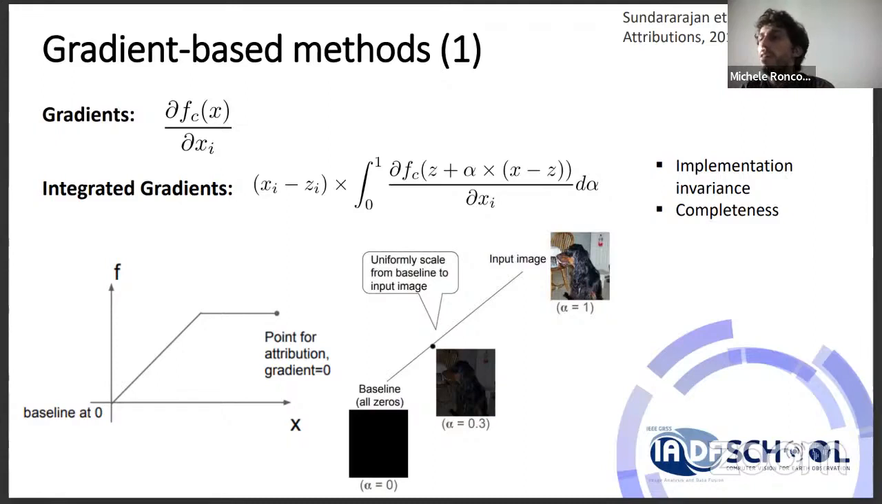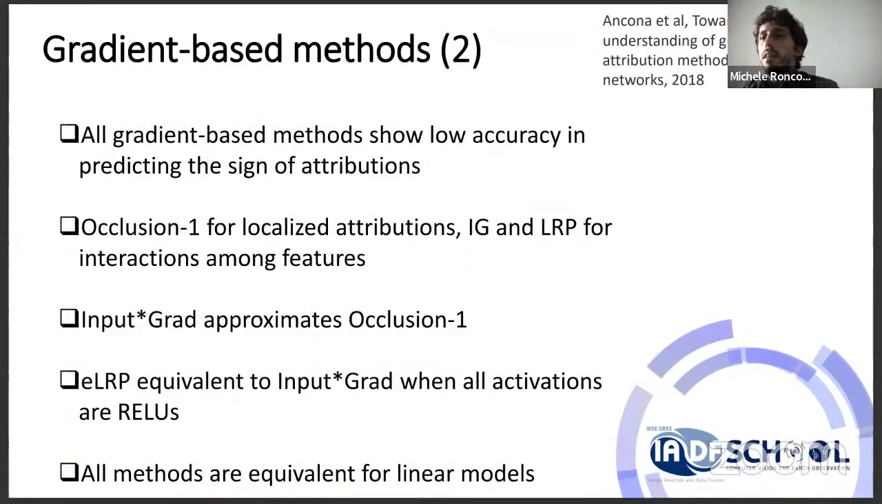And the other axiom, or the other property that they satisfy, is completeness, which means that if you have two points which differ in a given feature, the difference of the outcome of the function of the model in these two points is given by the sum of the integrated gradients along these two. So let's see, there are some properties that these gradient-based methods have.